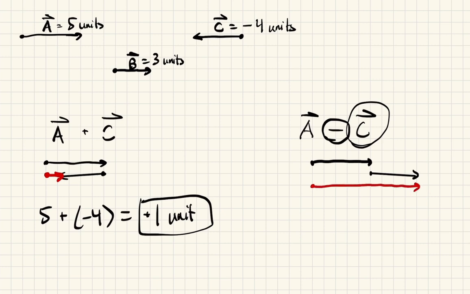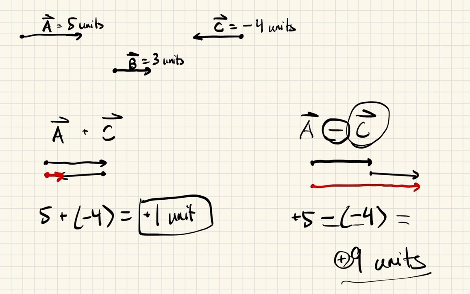All right, so again, that would be positive 5 minus a negative vector, so minus 4. And of course, negative and negative makes it positive. So we're adding 5 and 4, and we're going to get a resultant vector of 9 units. Again, the positive sign means it's going to the right.